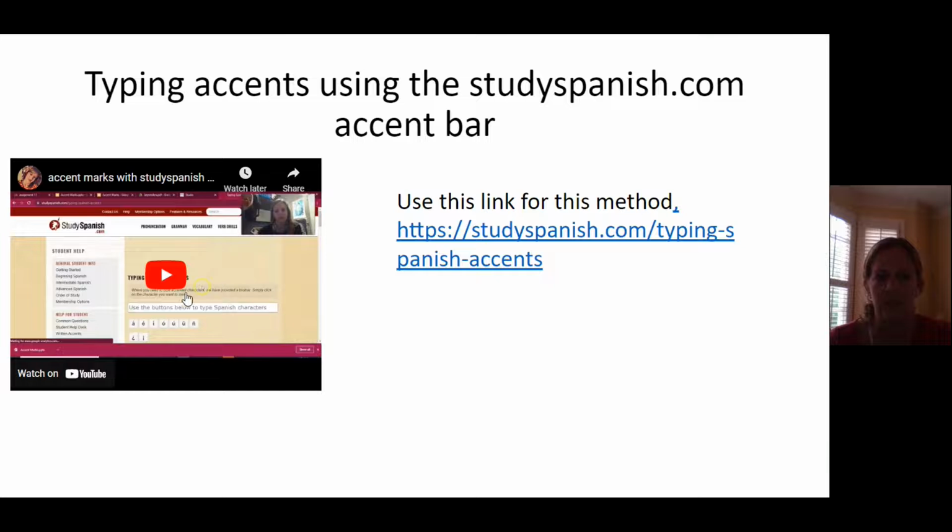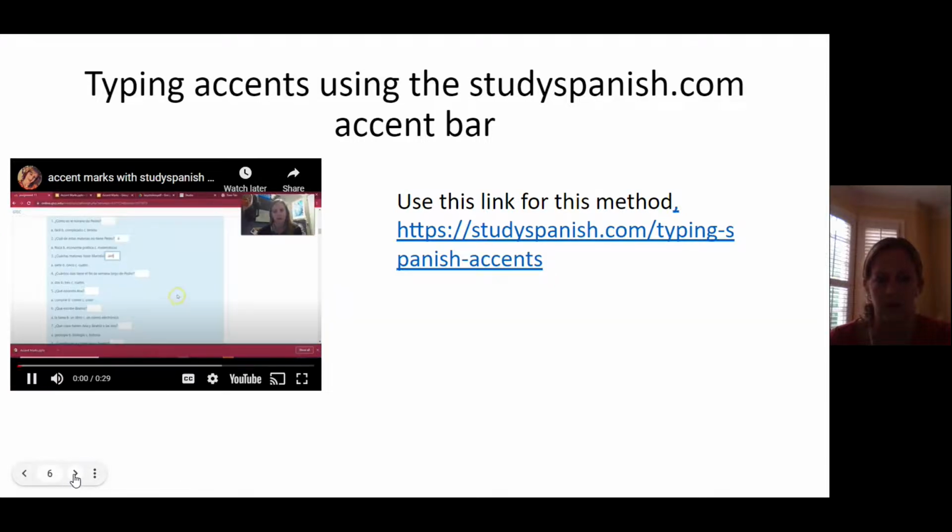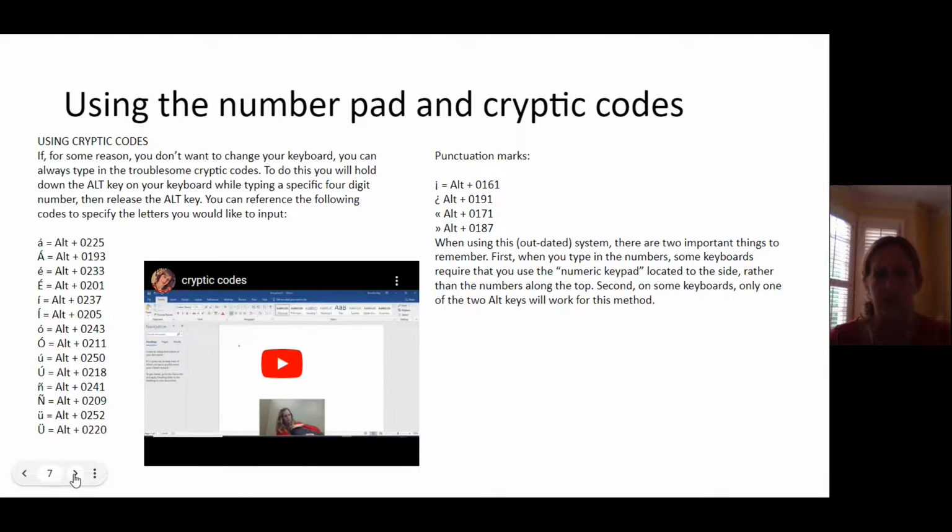This one tells you how to use the accent bar in studyspanish.com if you're trying to make them. This one tells you how to use the number pad and cryptic codes. You can already see me holding it up, but if you get a wireless keyboard, there's a number pad and you can use your cryptic codes. If you have a laptop or a computer that doesn't have a number pad, you can't use these cryptic codes.